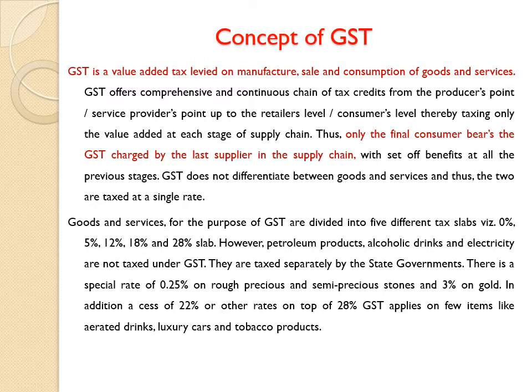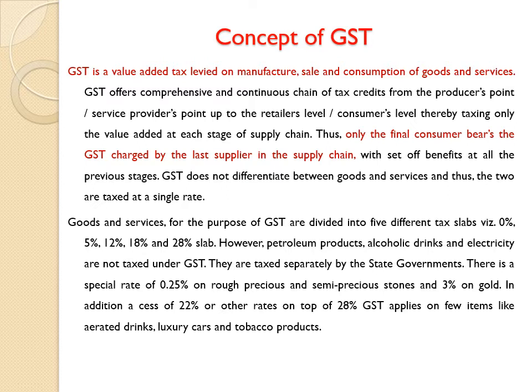Goods and services for the purpose of GST are divided into 5 different tax slabs. There are 5 tax slabs of GST. The first slab carries 0%, the second carries 5%, the third one 12%, the fourth one 18% and the last 28%. It means that the highest slab of GST is 28% and the lowest slab of GST is 0%.